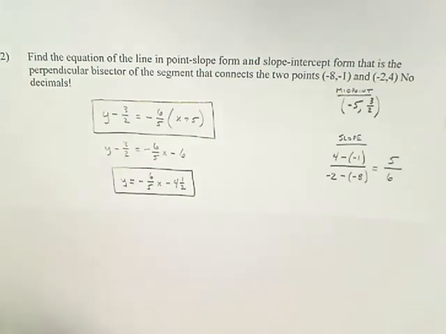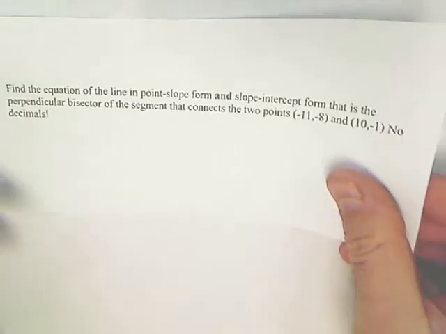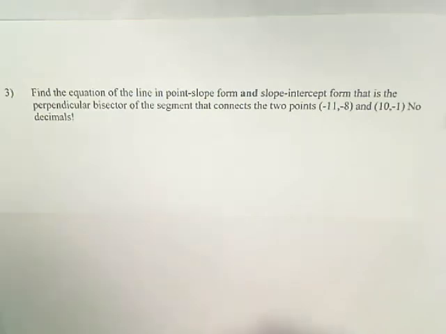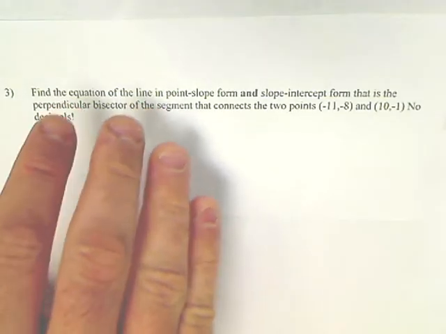Okay, let's attempt problem number 3. If you need more time, press pause. Join me for 3. Okay. Here is problem number 3. Same directions, perpendicular bisector, 2 different coordinate points. You'll notice I put no decimals, so we're going to keep everything with fractions. I do not care if they are improper fractions.